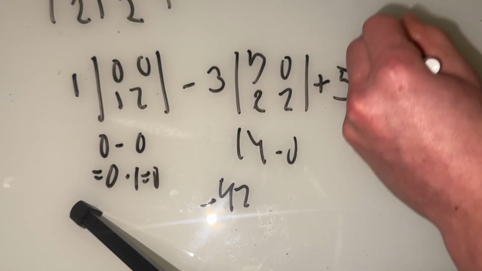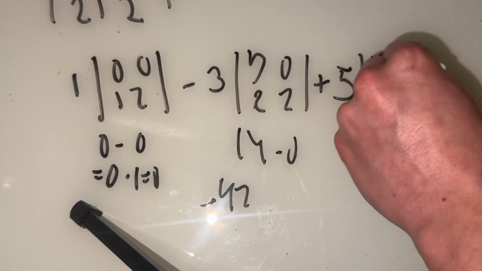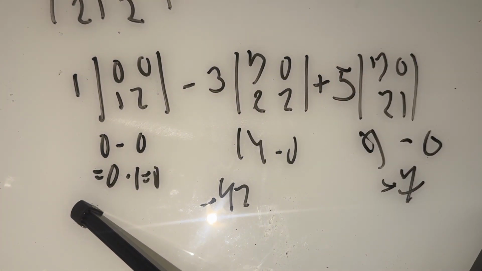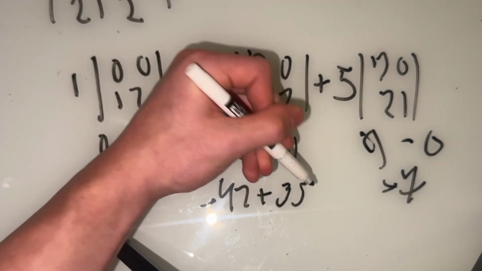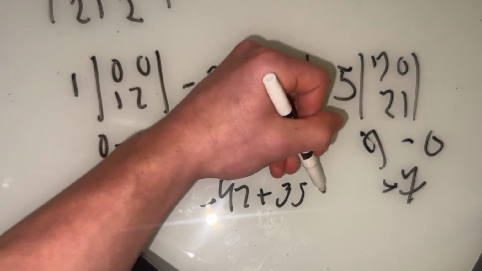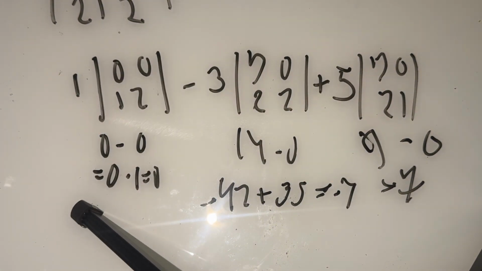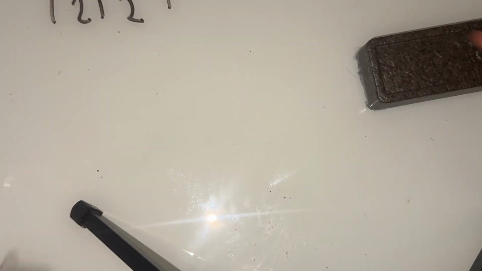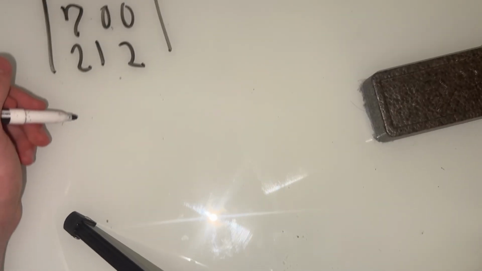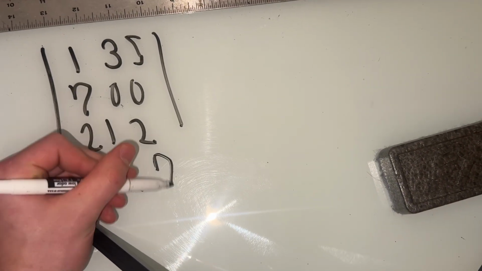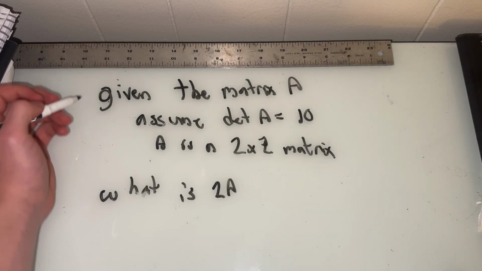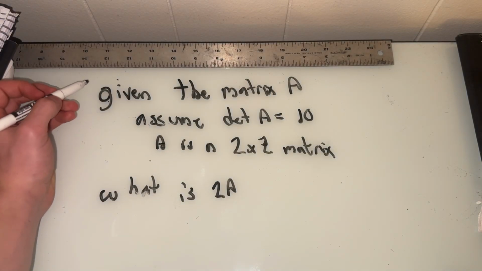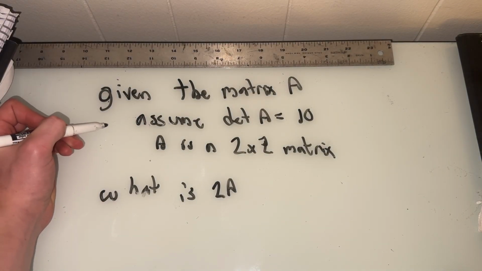Over here we have 7 minus 0 equals 7. 7 times 5 is 35. 42 plus 35 equals negative 7. So the determinant of this matrix will be negative 7.